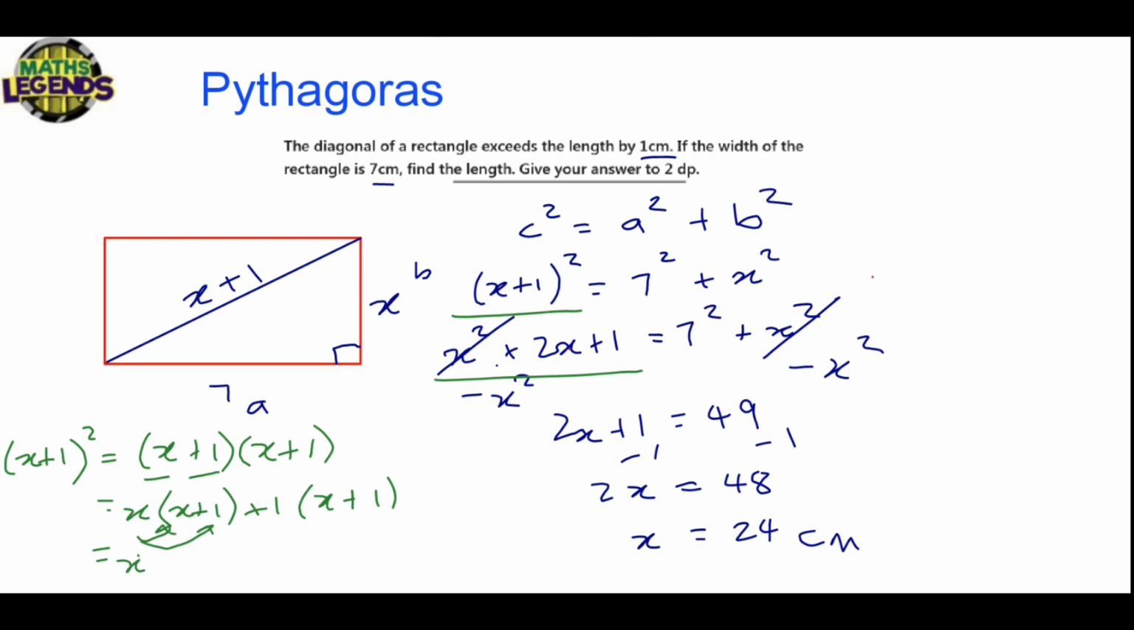So it becomes x squared plus x. And then plus 1 times x plus 1, it doesn't change anything. So it's just 1 times x, which is plus x. And 1 times 1, which is plus 1. So this simplifies to x squared plus 2x plus 1, which is what we had over here.